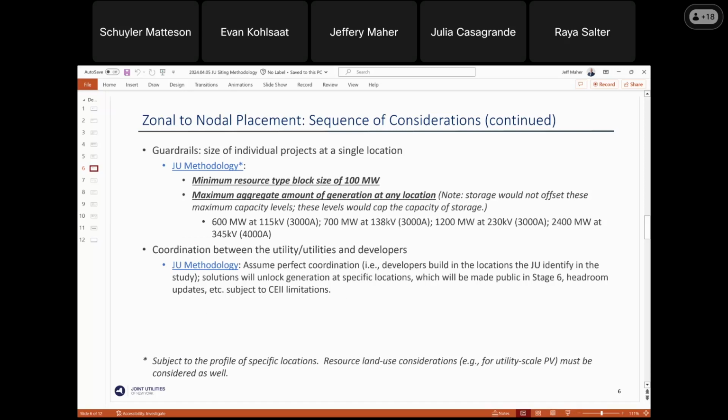So you could have, for example, the first one there, 600 megawatts at 115 kV. You could have 600 megawatts of generation and 600 megawatts of storage. However, you couldn't have 700 megawatts of generation and 100 megawatts of storage to offset that and bring it down to 600. So we want to use that as our constraint.